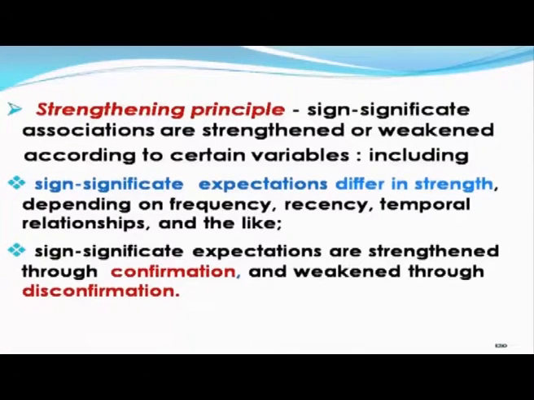The third principle was called the strengthening principle, under which much was said about sign-significate associations. A very fundamental idea was that sign-significate associations are strengthened, made stronger, or weakened according to certain variables such as frequency, temporal contiguity, and so on. The second idea under the strengthening principle was that sign-significate expectations are strengthened through confirmation and weakened through disconfirmation. So, if there is a difference in strength of sign-significate expectations, one should not automatically assume that they would therefore have been confirmed or not confirmed, because this would be, in a sense, at least partly, a separate process.